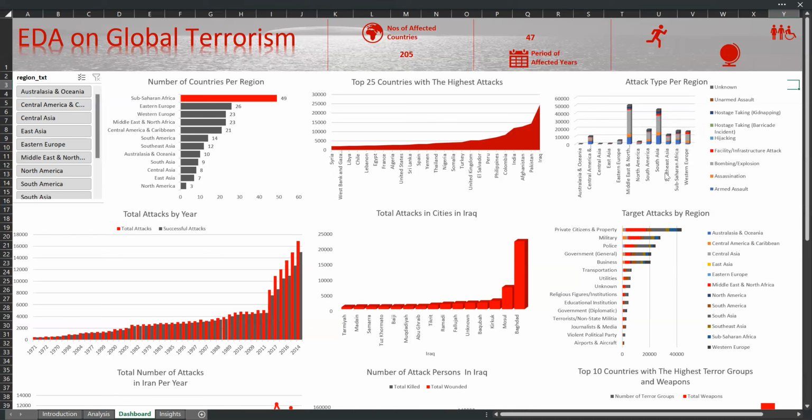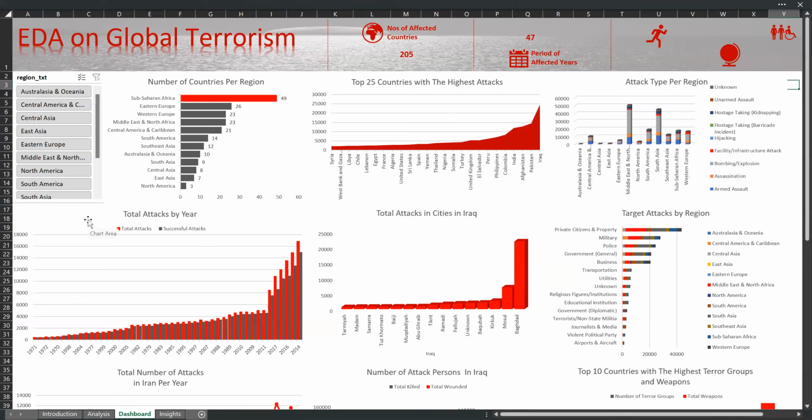For the next highest region with attacks, which is South Asia, for bombing it has over 21,000 attacks, and the third highest is sub-Saharan Africa.